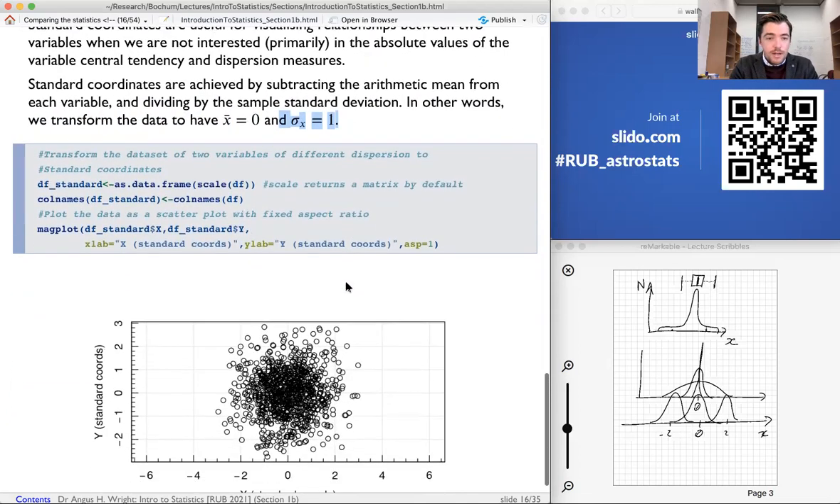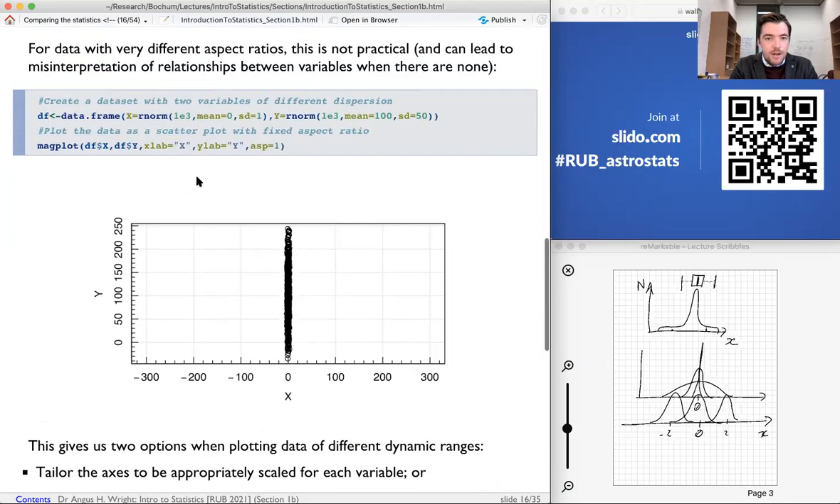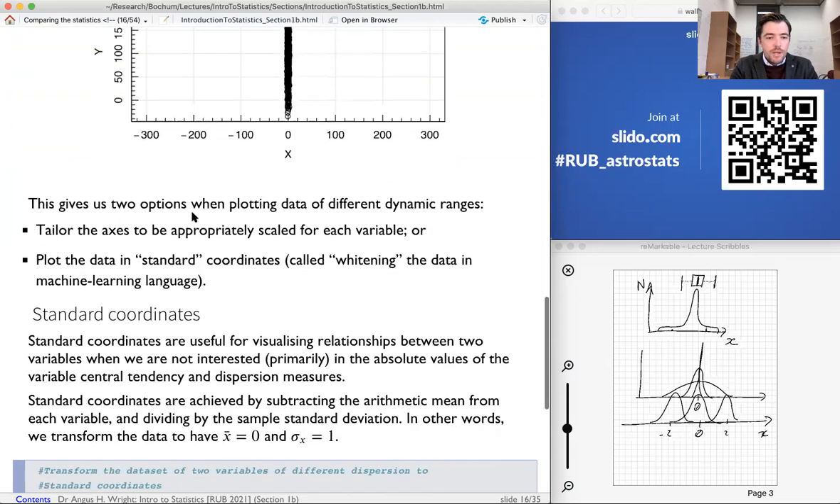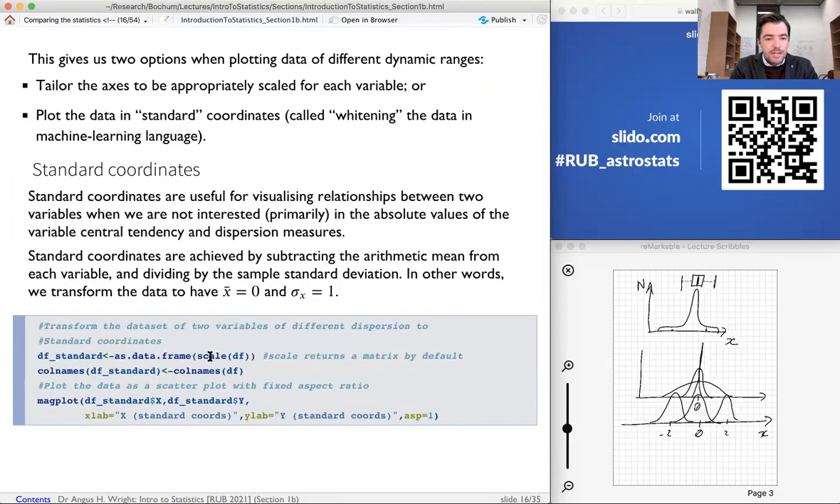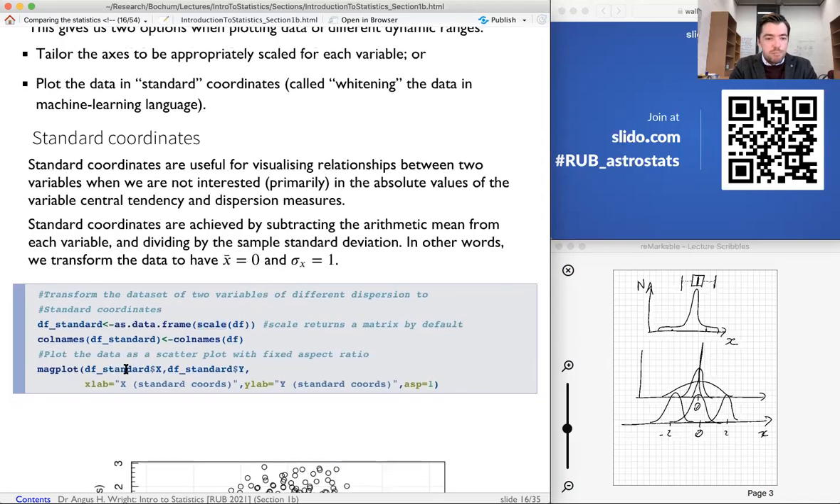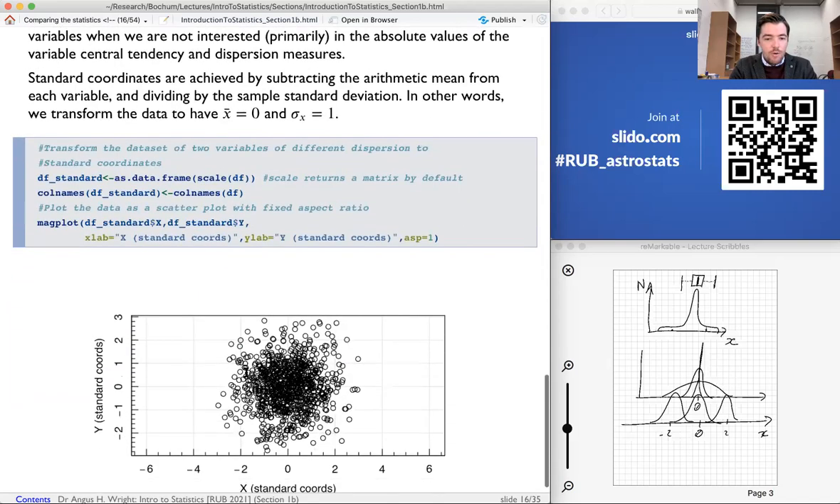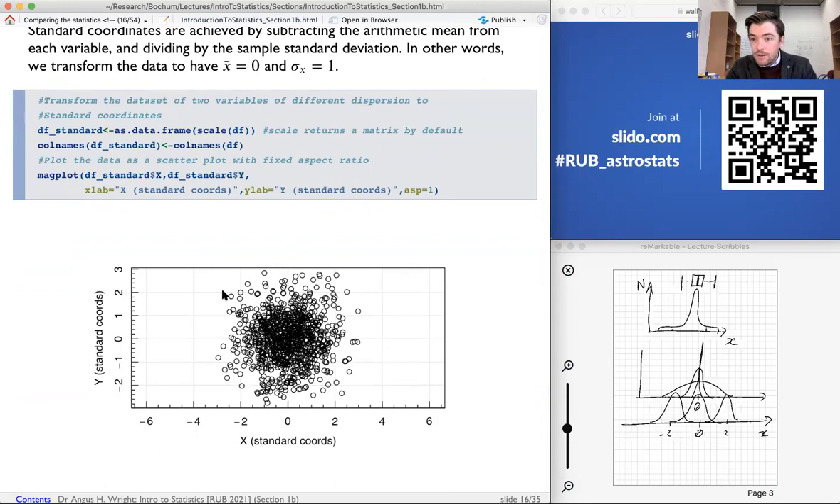Using the standard coordinate system, you can then compare directly by eye relationships between different variables. So again, we can take that same data set that we just had, which has a very different dynamic range: a standard deviation of 50 in the y variable and a standard deviation of 1 in the x variable. We can convert that distribution to standard coordinates just using the scale function, which converts every variable in the data frame to a standard coordinate system. And we can then plot the standard coordinates, and lo and behold, everything looks hunky-dory again. Everything looks good again.